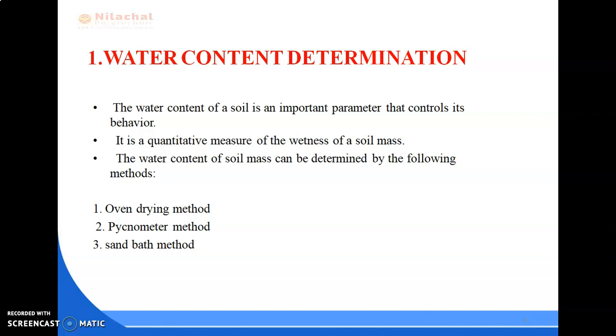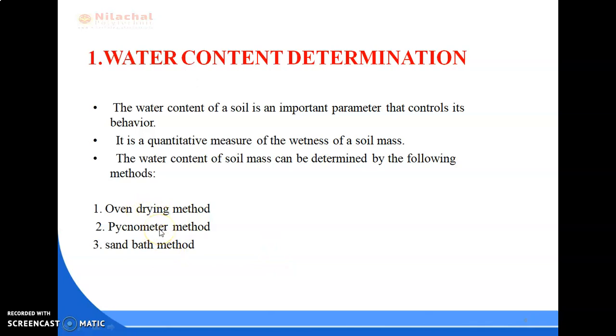Water content determination. The water content of a soil is an important parameter that controls its behavior. It is a quantitative measure of the wetness of a soil sample. The water content of a soil mass can be determined by the following methods. These methods are oven drying method, pycnometer method and sand bath method. Oven drying and pycnometer methods are more important than the sand bath method. So let us discuss one by one.